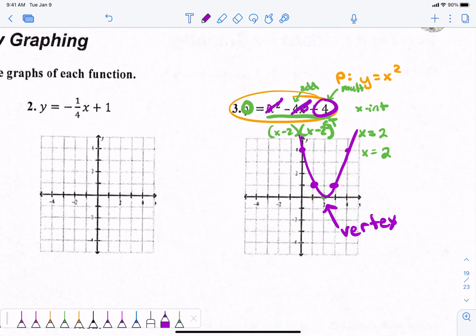The rest of them are linear functions. They shouldn't be too bad. Okay, are we doing okay so far?